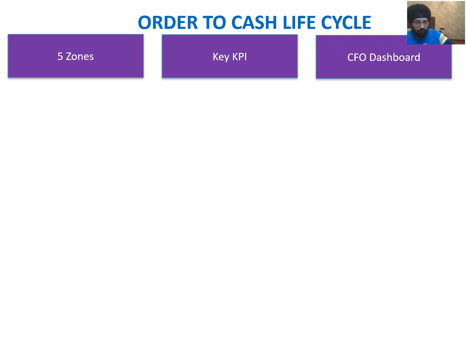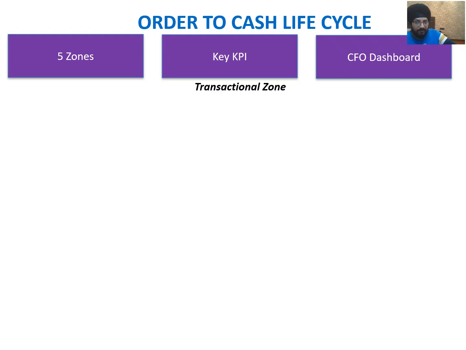So what are these five zones? We have bifurcated the entire order to cash process into five zones, with the intention that one should have clear clarity. If somebody wants to learn this in a phased manner, he or she can definitely learn that with this zones concept. He can absorb the first zone first, then move to the second zone, third zone, and sequentially he can have the full understanding of the end-to-end order to cash process. So let's look at the first zone.